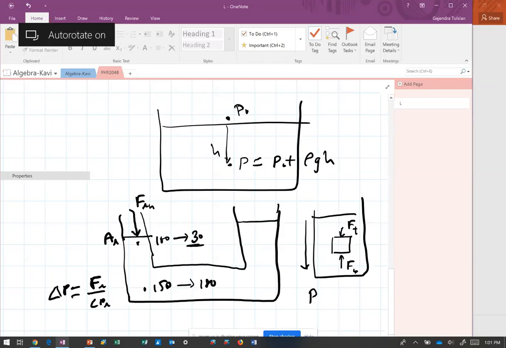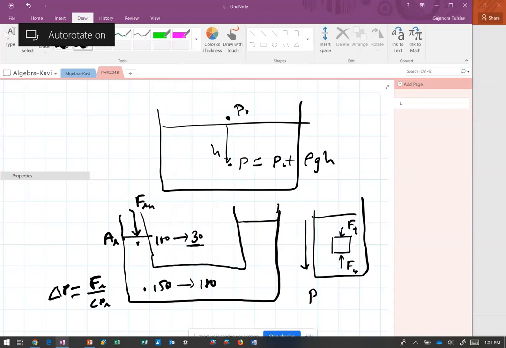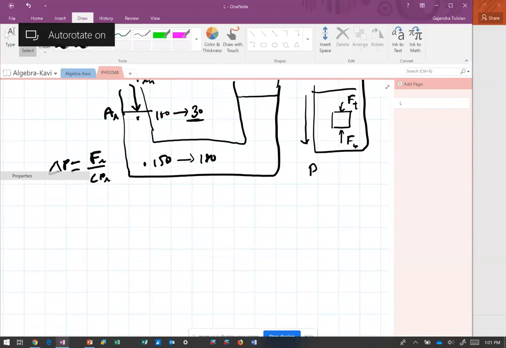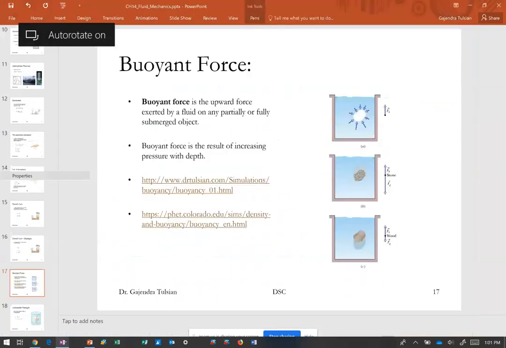I can't find my tools here. Okay. So the force at the bottom. Okay, I have lost the pen. It's not writing.